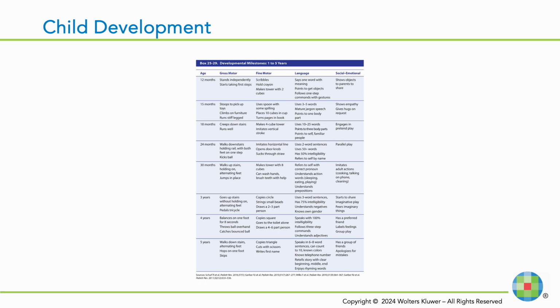And by the time they start school at 5 years of age, walking downstairs with alternating feet, they can hop on one foot, skip. They can copy a triangle, cut with scissors. They can write their first name. Speak in 6 to 8 word sentences, count to 10. They would know their colors, telephone numbers. They can retell a story with a clear beginning, middle, and end. Enjoys rhyming words. Maybe has a group of friends. Apologizes for mistakes. These are all developmental milestones at that 1 to 5 year of age range.